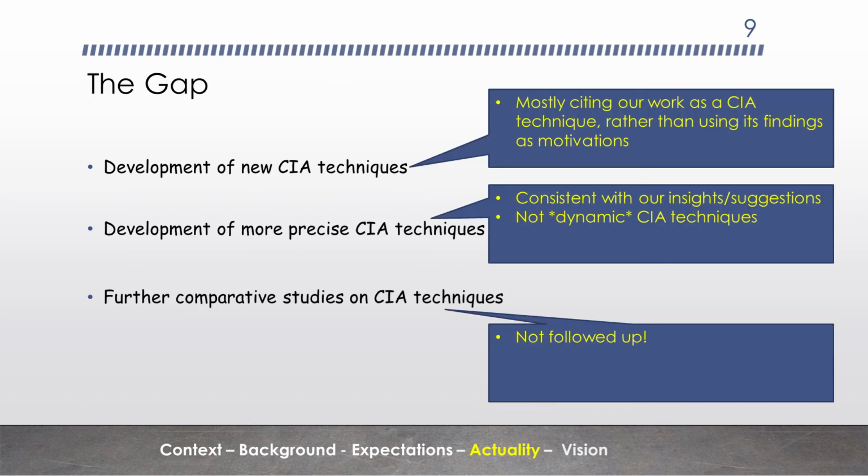However, we also noticed multiple gaps here. Among the first line of follow-up work, the authors who developed new CIA techniques mostly cited our paper as their CIA technique, rather than using our empirical results for motivation. In fact, our paper did not focus on a new dynamic CIA technique, but rather on a comparative study. Even though we did develop a CIA technique, it was descriptive and for the purpose of computing the ground truth for evaluation.